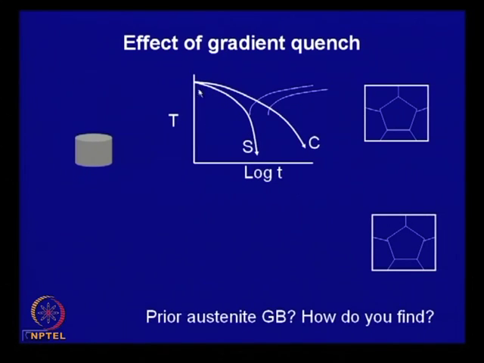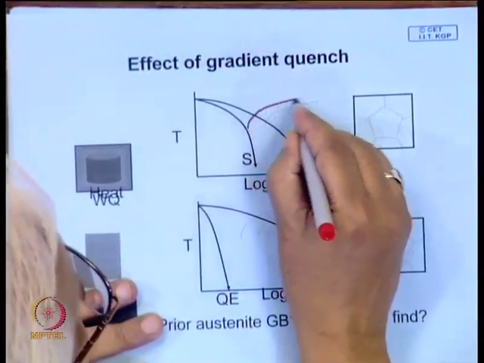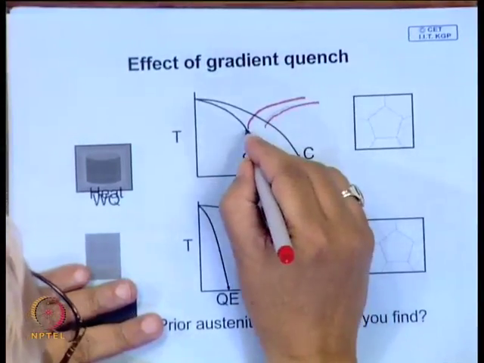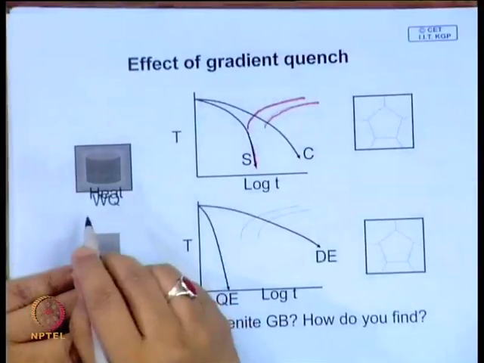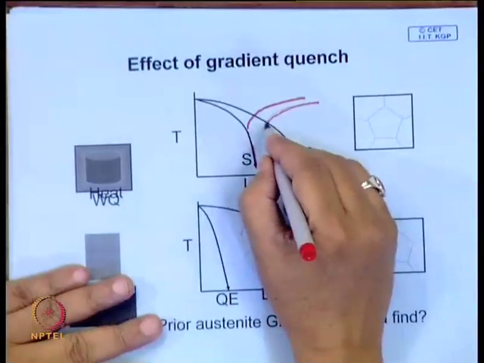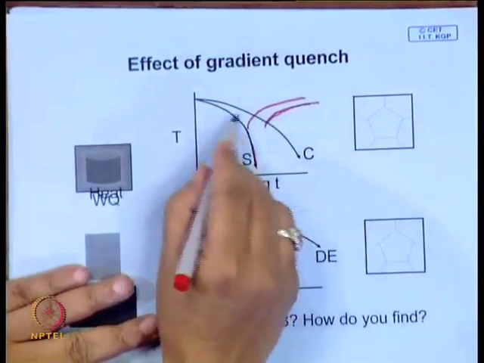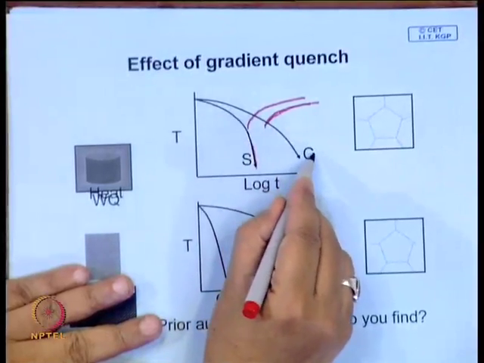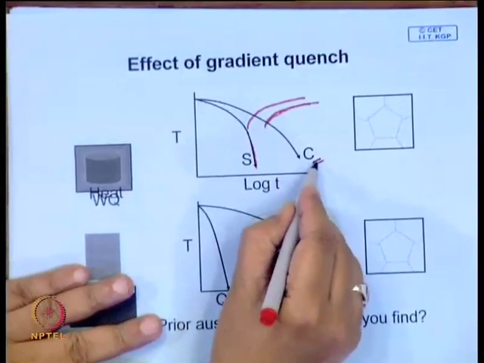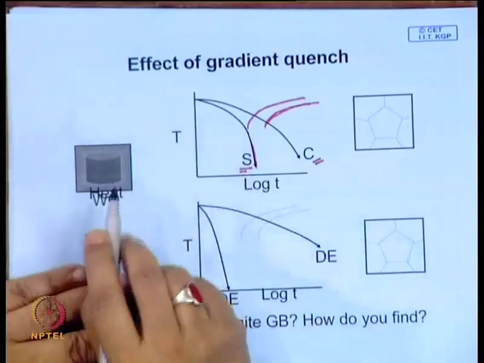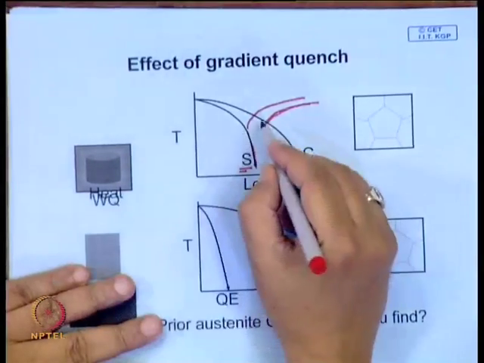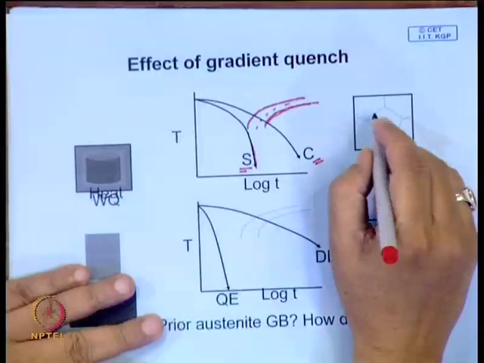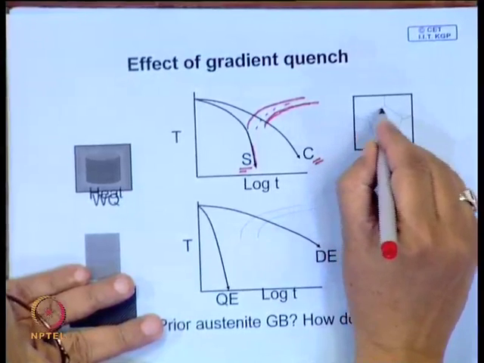It is possible that the surface gets a cooling curve like this, which avoids the nose of the curve, which is shown over here. Say surface, this is the nose, it avoids the nose. So, at the surface you will have martensite, but in between what will happen? There can be some right at the center, which will be totally pearlitic.